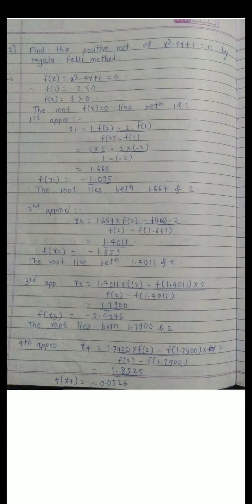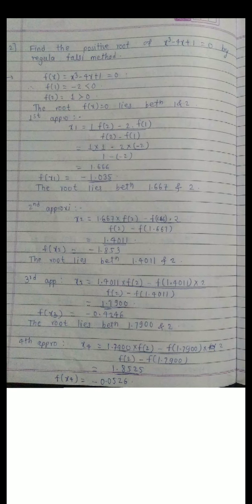Therefore our third approximation x3 is obtained where the roles of a and b are played by 1.4011 and 2 respectively. So x3 = (1.4011·f(2) - 2·f(1.4011)) / (f(2) - f(1.4011)). After calculating, we get x3 = 1.7900. Next target is the same, finding the sign. If we replace x with x3 in the given polynomial, we get a negative value, -0.4246. This is also negative and f(2) is positive, so again the root belongs to 1.7900 and 2.